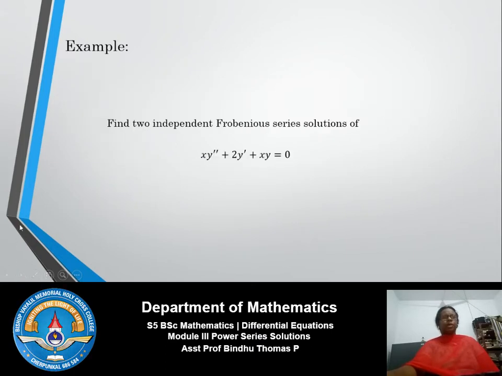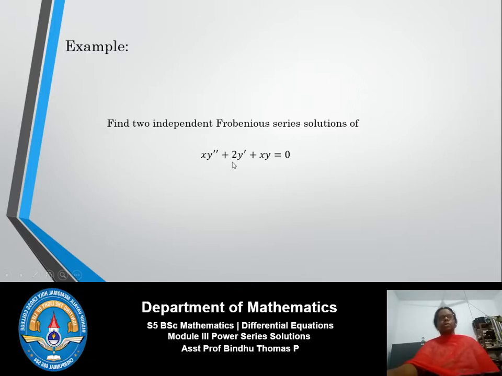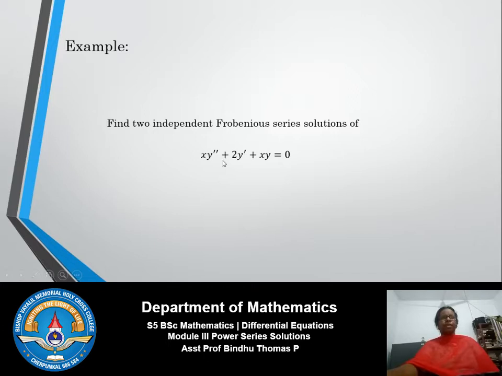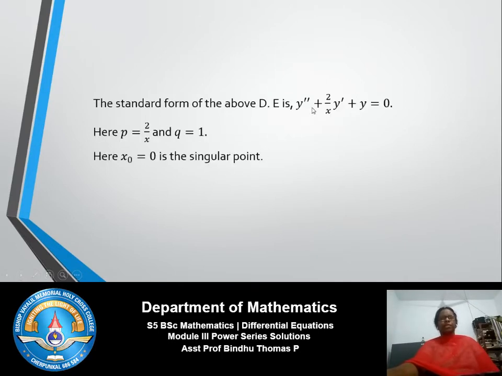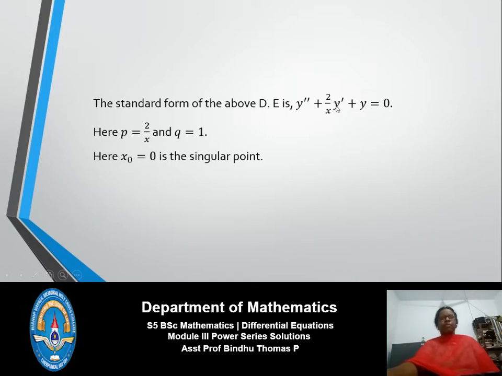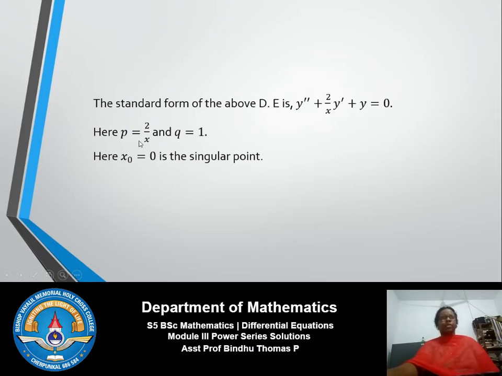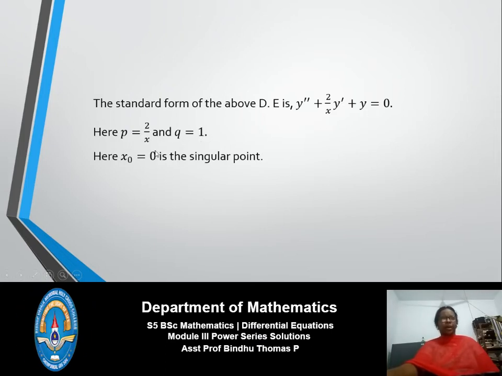So, we have the example x y'' + 2y' + x y equal to 0. To solve this differential equation, we have to write it in the standard form. Obviously, it has 0 as a regular singular point as per the theorem, but we have to check it. So, the standard form is y'' + (2/x) y' + y equal to 0. From this standard equation, p(x) is equal to 2/x and q(x) equal to 1.